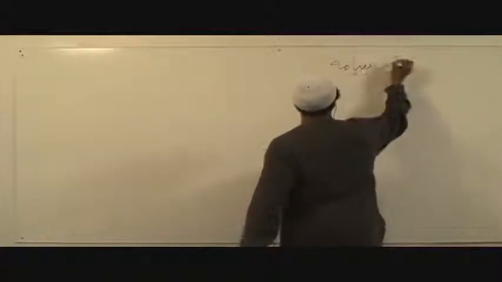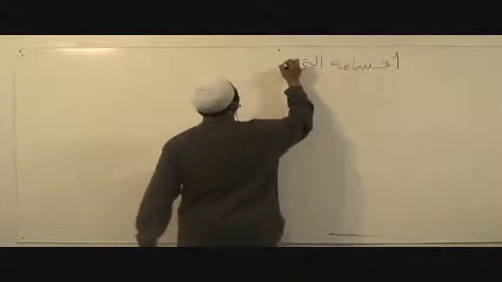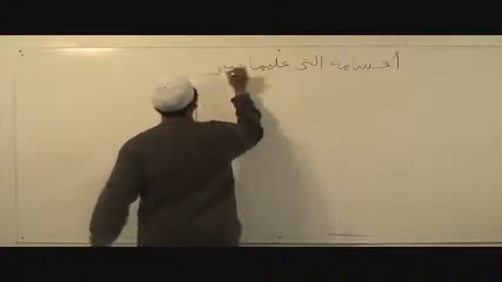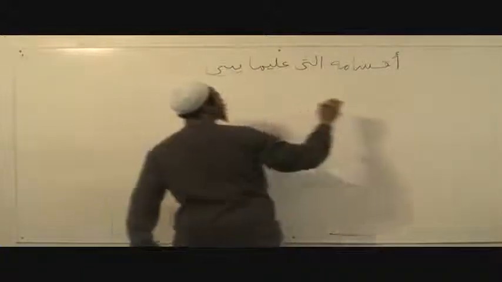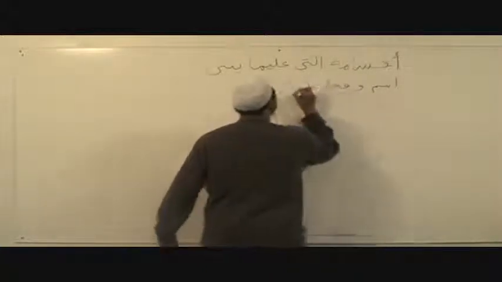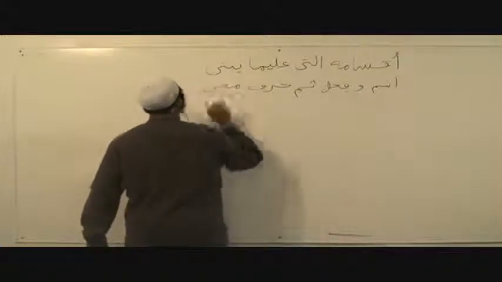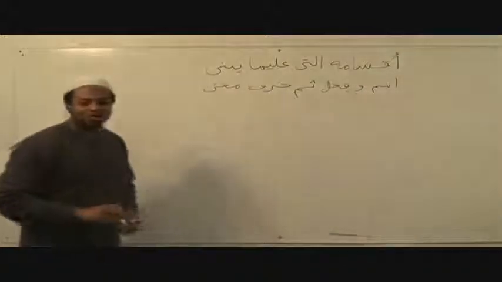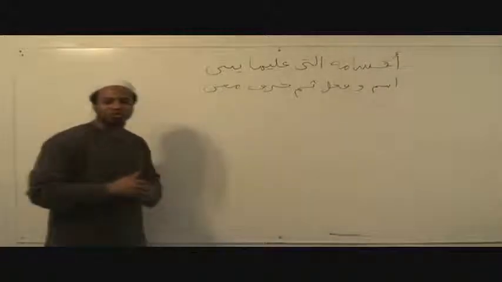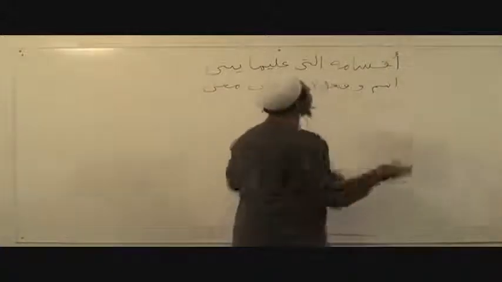أقسامه. Everybody say أقسامه التي عليها يبنى اسم وفعل ثم حرف معنى. See, now you already know this, but this is the text that you hold it through. So everybody say أقسامه.